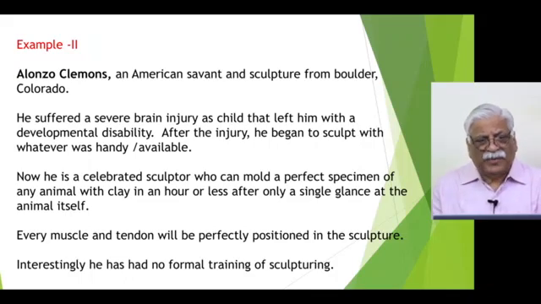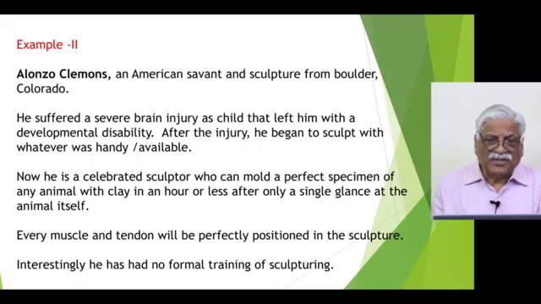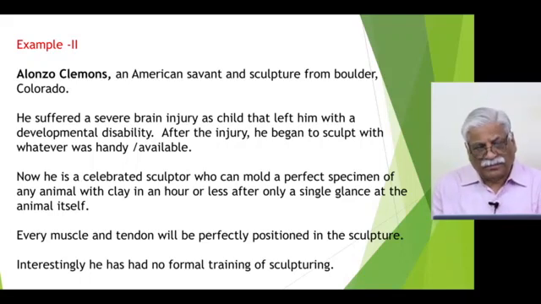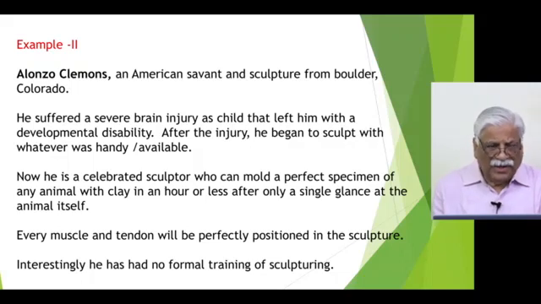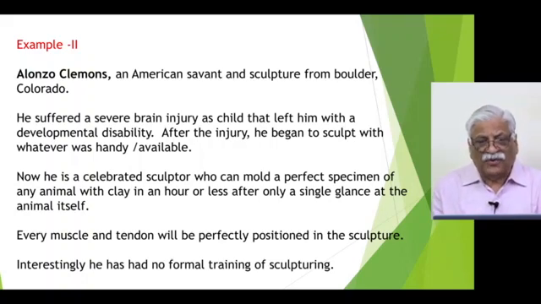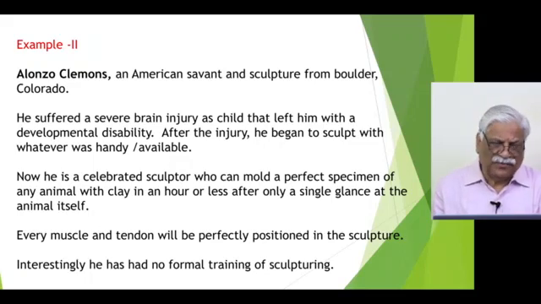He suffered a severe brain injury as a child, which left him with a developmental disability. After the injury, he began to sculpt with whatever was handy or available to him. Can you believe it? Now he is a celebrated sculptor who can mold a perfect specimen of any animal with clay in an hour or less after only a single glance at the animal itself.